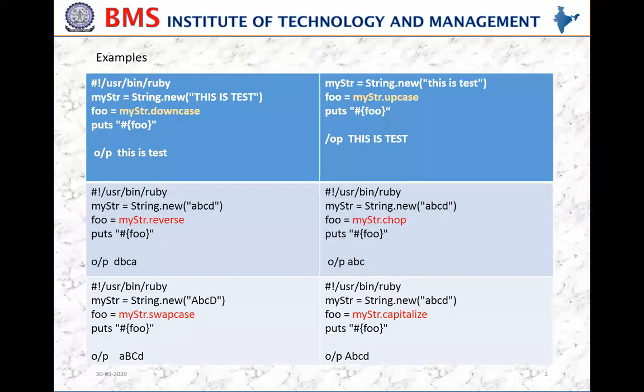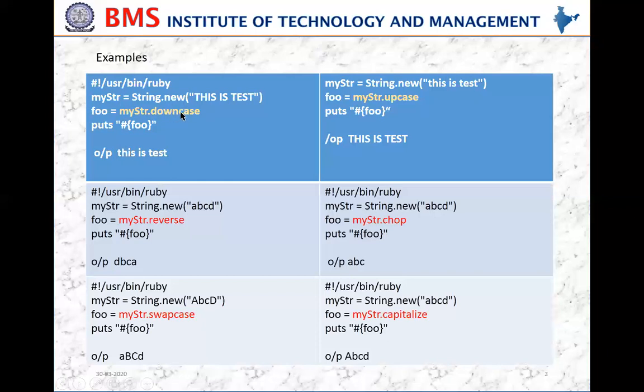Let us see some of the examples. Now there is a variable called mystr, and I'm using the keyword new along with the string class. I have a text called This is test. The format is variable or class name dot method name. So in this case, this can be considered as object dot method name.